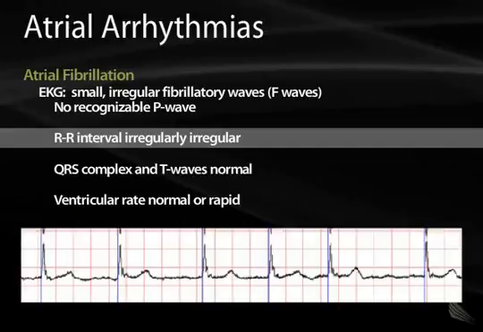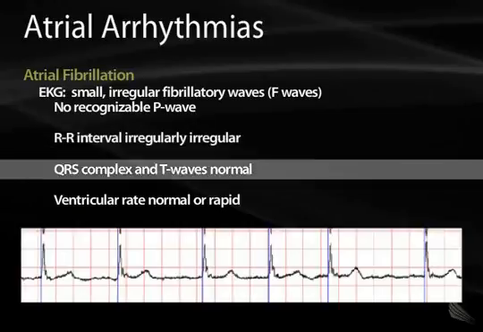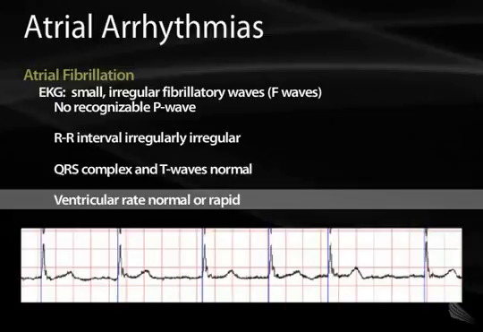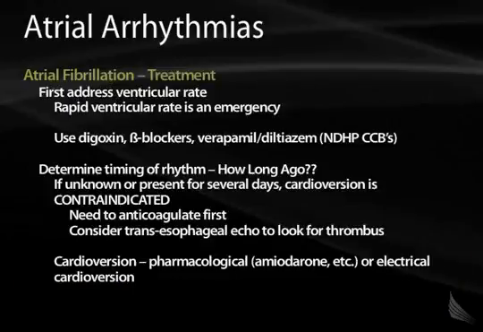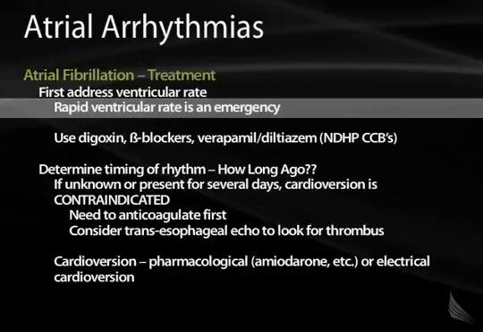The R-to-R intervals generally are irregularly irregular with no pattern. The QRS complexes and the T waves usually are normal. The ventricular rate can be either normal or rapid. If the ventricular rate is rapid, it must be addressed because the ventricular rate can cause the heart to tire out quickly and cause heart attack.